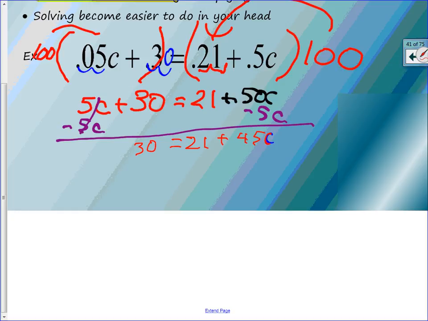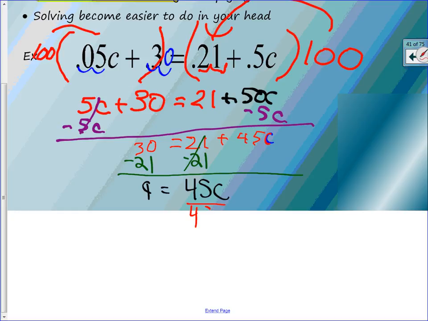Now, I'm going to subtract the 21 on both sides so I get the real numbers over to the left side. I get 9 equals 45c. And I just moved the 45 over so there wouldn't be a super big space there. And then I'll divide both sides by 45. Now, can I reduce 9 45ths? Brendan? 1/5. Good, because 9 goes into itself, and it goes into 45.